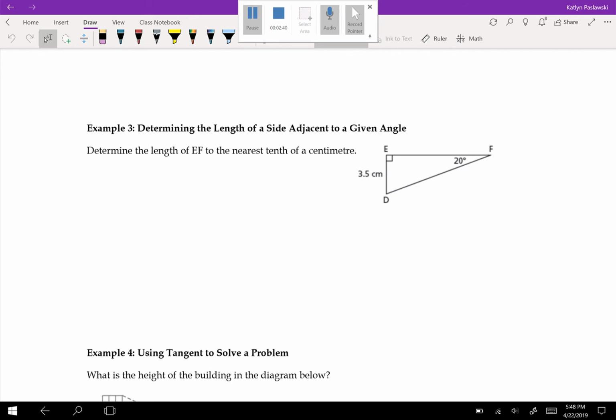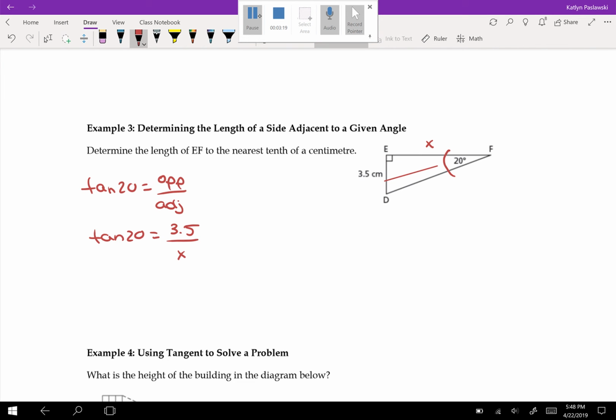Looking at example 3, determining the length of a side adjacent to a given angle. So we look at our angle, we see that angle F is 20 degrees. So we have tan 20 is equal to opposite over adjacent. So I have tan 20 is equal to, what information do I know? I have the opposite value. I have 3.5. So 3.5 on top over, in this case, let's call this side X that we're solving for.